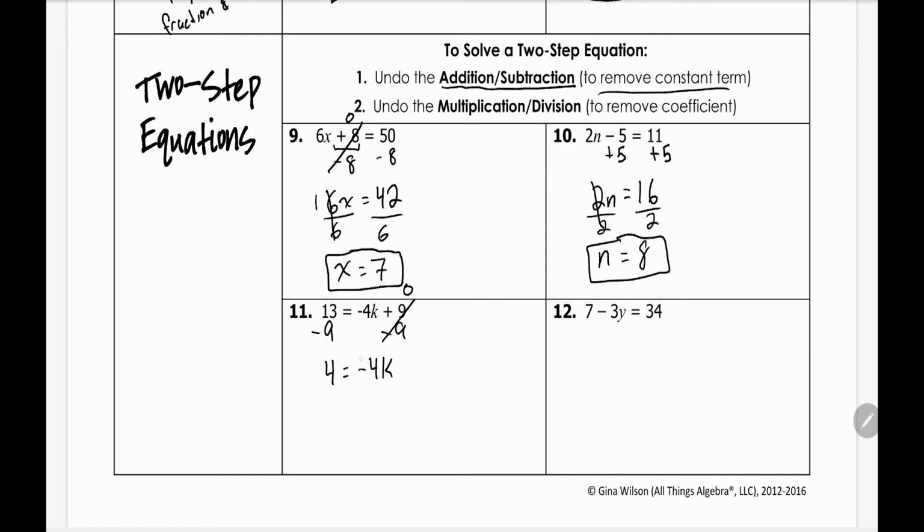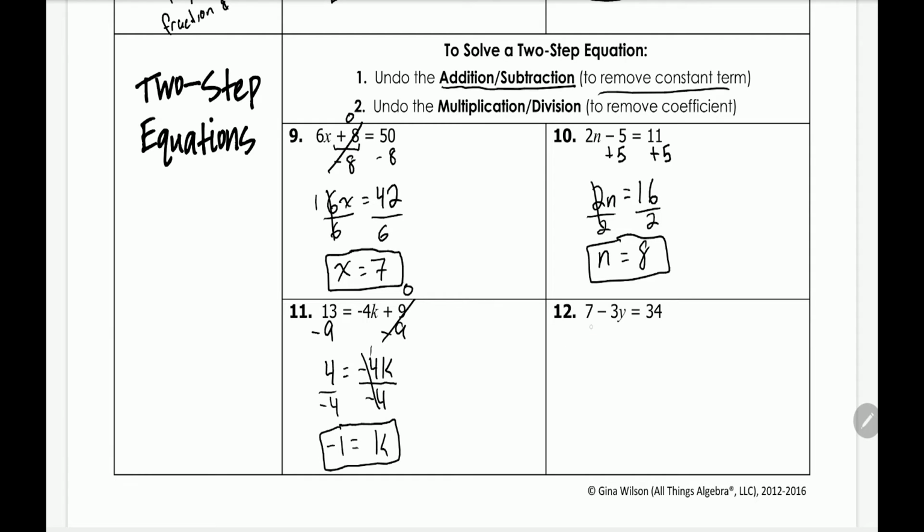And we have to get rid of this negative 4. Well, since it's being multiplied by the k, what we have to do is divide by negative 4. Do that on both sides. This goes to 1, and we're left with k is equal to 4 divided by negative 4, which is negative 1. That's our answer for number 11.